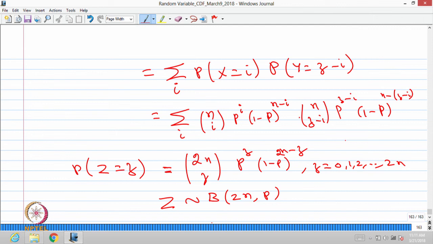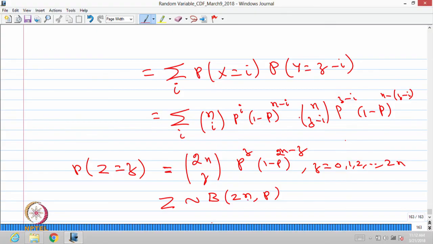So, this is a use of named or standard or common distributions. You do not know the distribution of z, you are finding the distribution of z. After you get the probability mass function, this is the same as the probability mass function of a binomial distribution. Therefore, we conclude z is also binomial distributed with the parameters 2n comma p.